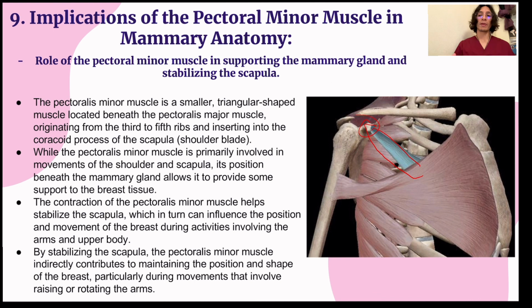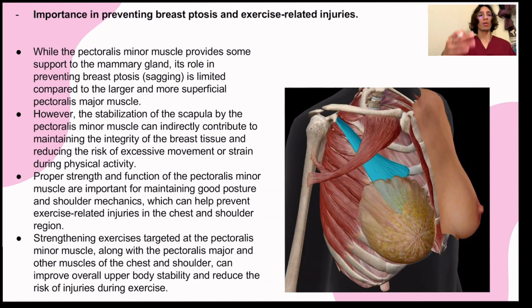The contraction of the pectoralis minor muscle helps stabilize the scapula, which in turn can influence the position and movement of the breast during activities involving the arms and upper body. By stabilizing the scapula, the pectoralis minor muscle indirectly contributes to maintaining the position and shape of the breast, particularly during movements that involve raising or rotating arms.